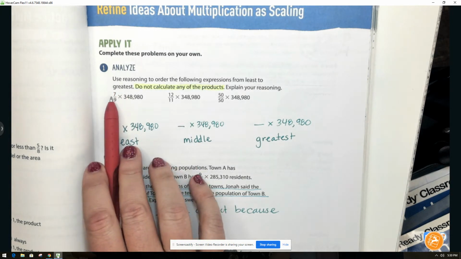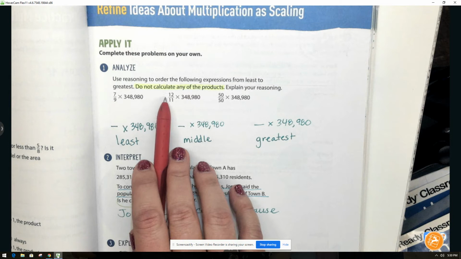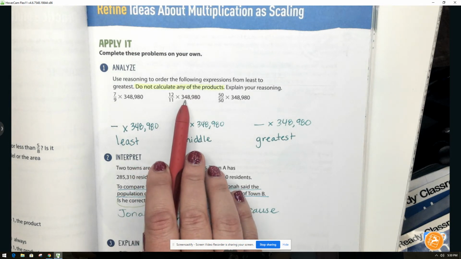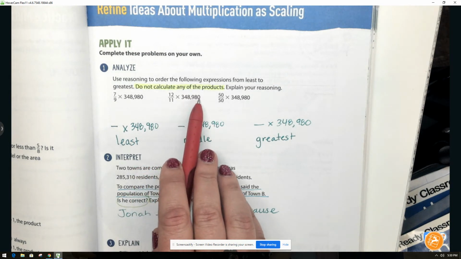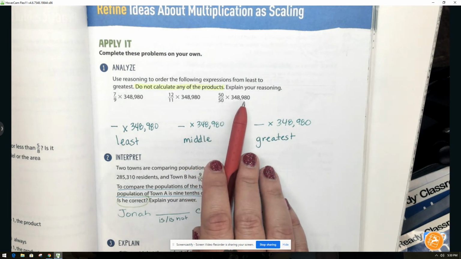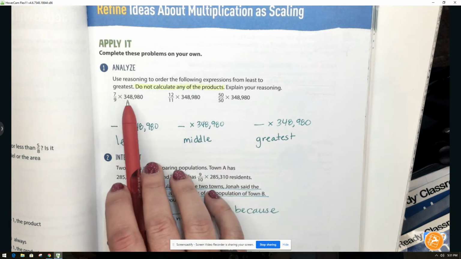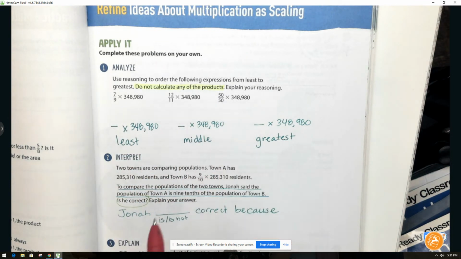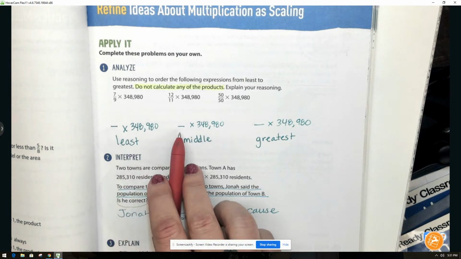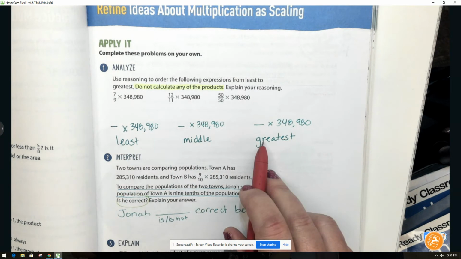So we have 7/9 times 348,980. We have 12/11 times 348,980, and 50/50 times 348,980. I want you to think about the factors in each of these expressions, and tell me which one is the least, the middle, and the greatest. Like which one would have the product be the least, the middle, or the greatest.